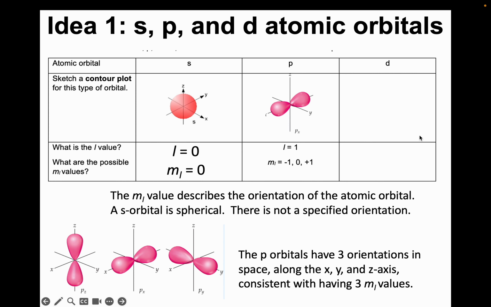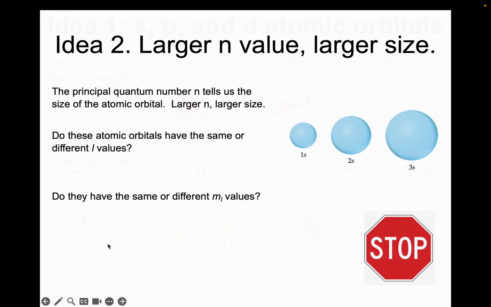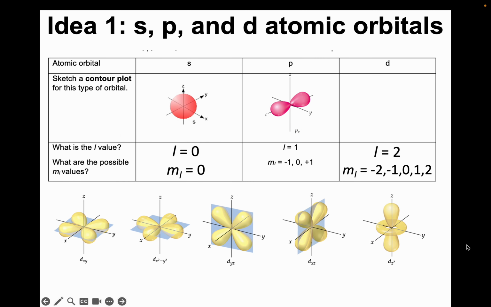How about for d orbitals? L equals 2, and the m sub L values then range from -2 to +2. I see there are 1, 2, 3, 4, 5 different m sub L values. And here are the 5 different d orbitals that we have. Any one of these would be something that we could sketch for what its contour plot looks like. So notice the number of m sub L values gives us the number of different orientations that we have in space for that type of atomic orbital.